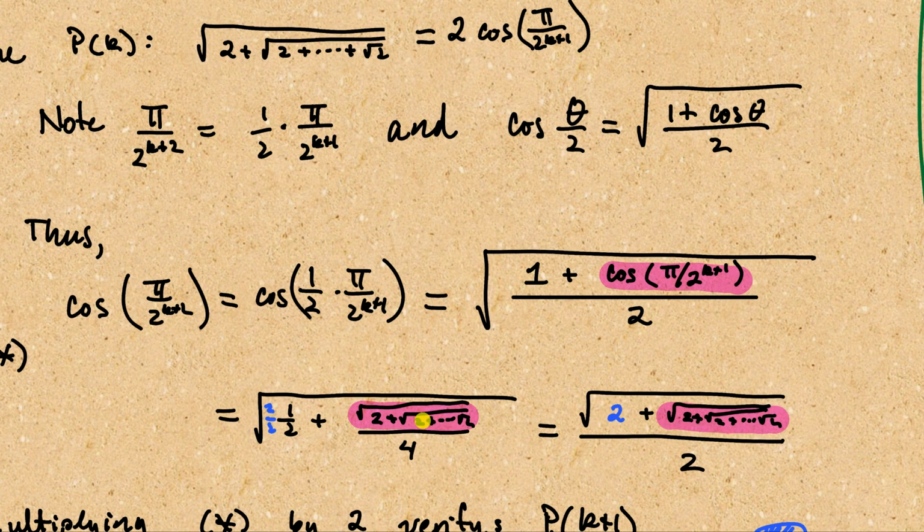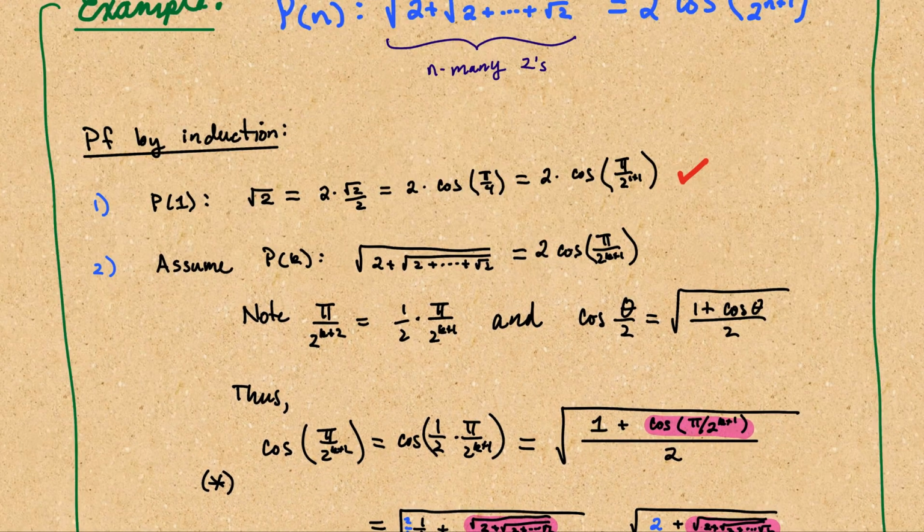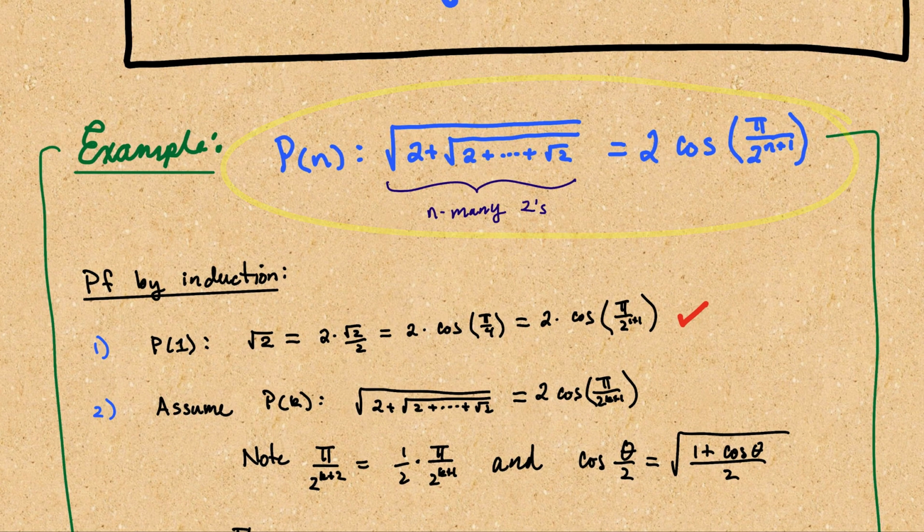There are k many 2's here, k many 2's here. But k many 2's plus one more means that we have, in total, k plus 1 copies of 2. Good. We don't need this 2 in the denominator. We want to move it to the other side. Doing so will establish the P of k plus 1 case, which completes our proof by induction of P of n. Excellent.